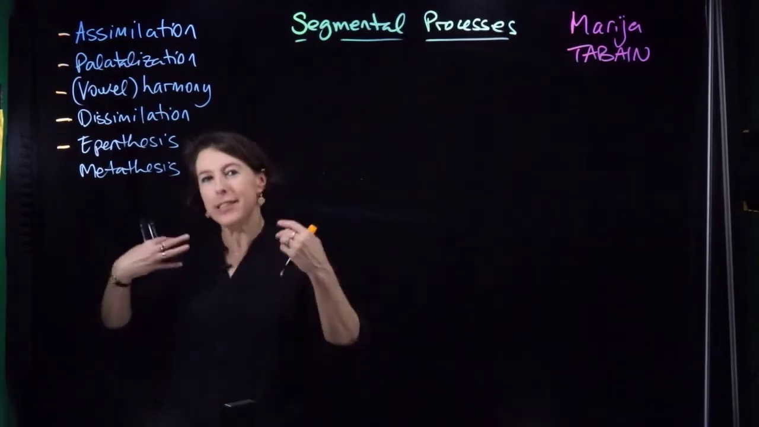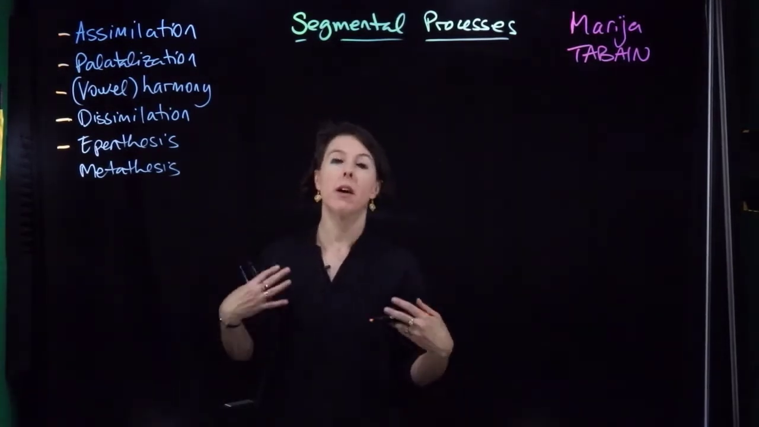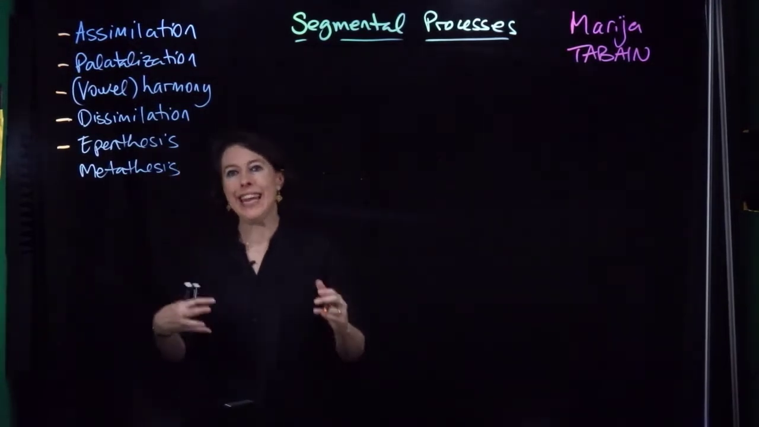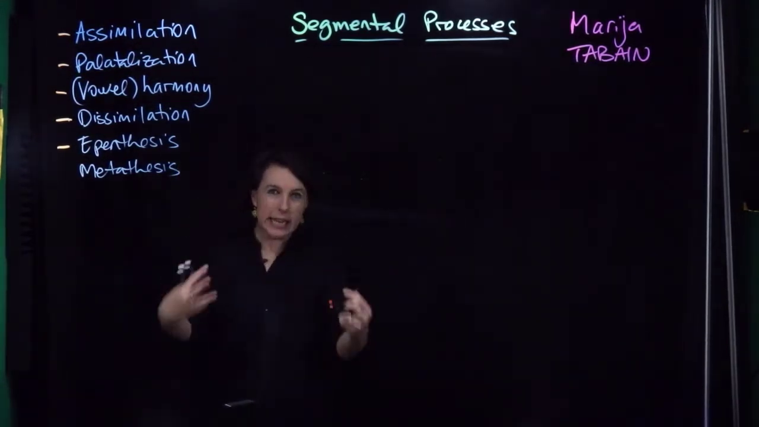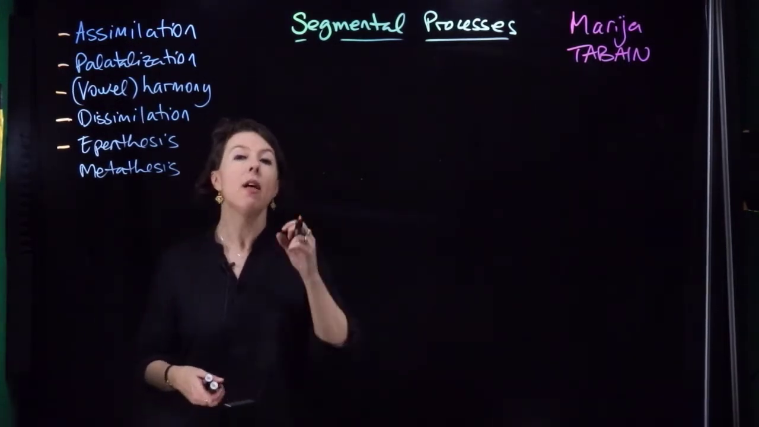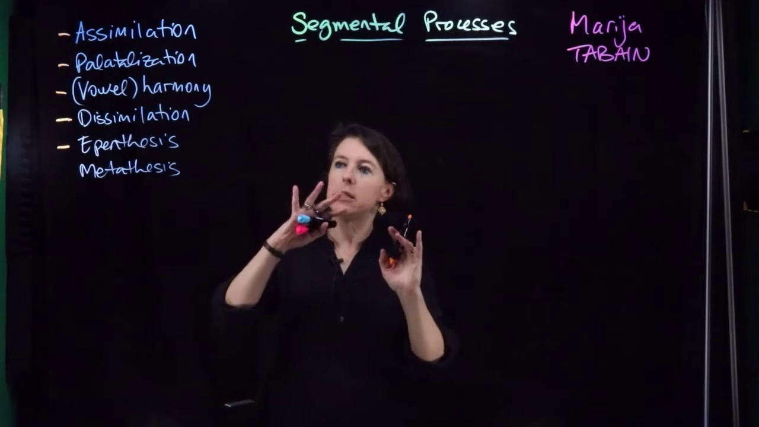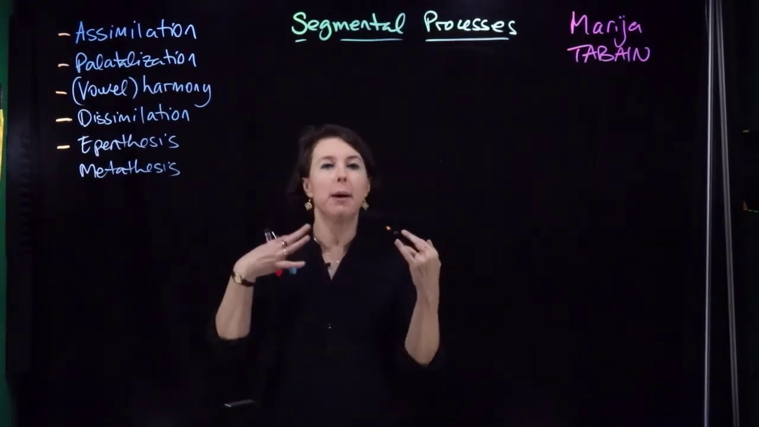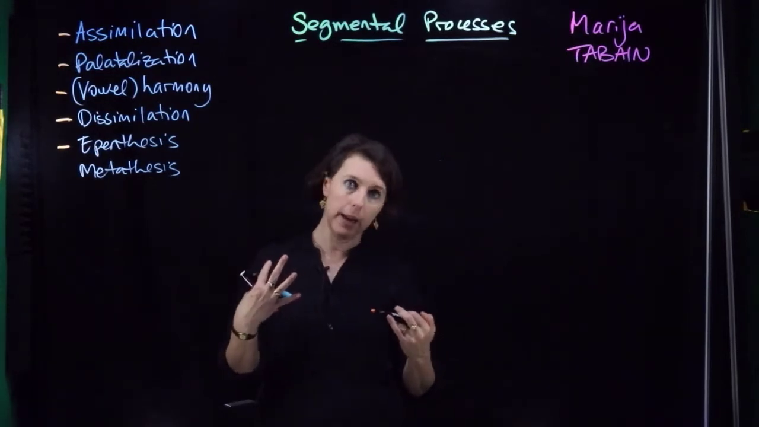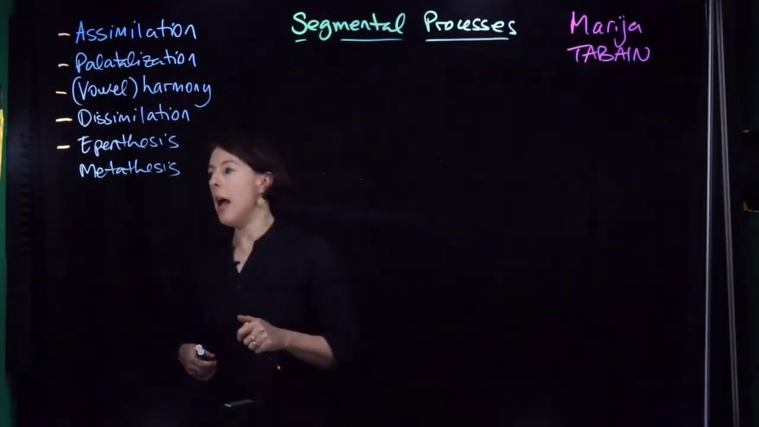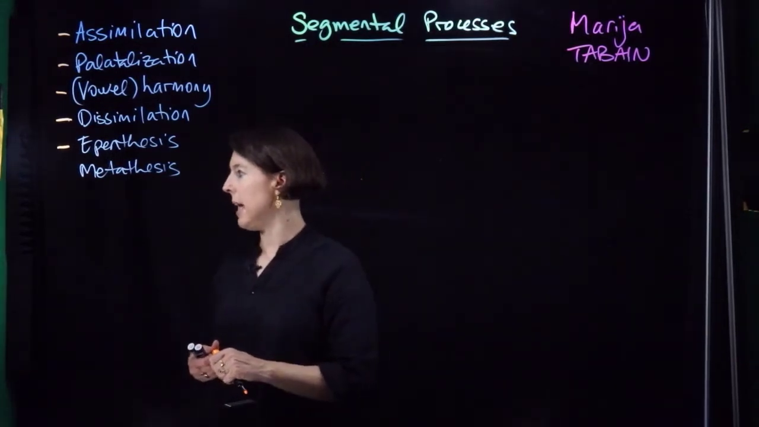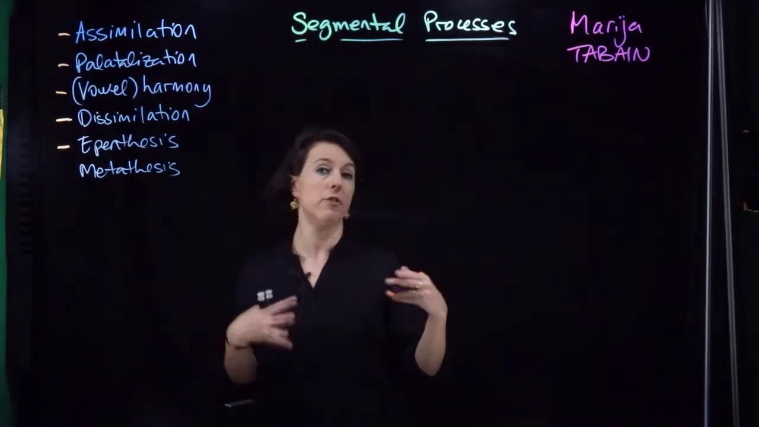Epenthesis is insertion of an extra segment, a consonant or a vowel, breaking up illegal clusters of consonants or illegal sequences of vowels as far as the grammar of the language is concerned. That's the important bit. Somehow it fixes up something that the grammar of the language does not like. And maybe an example that will speak to many people is Japanese borrowings of words from English.